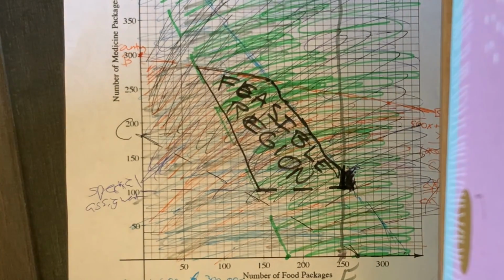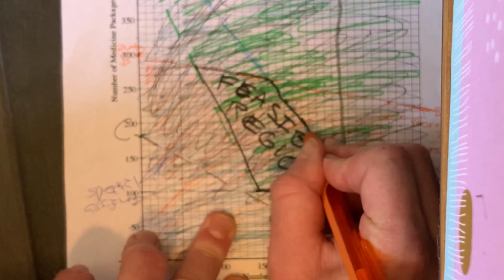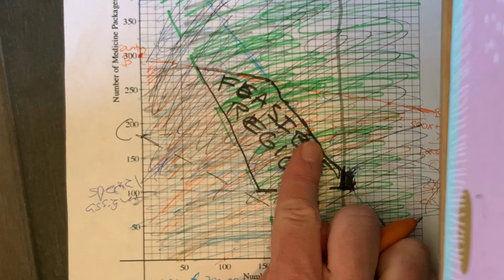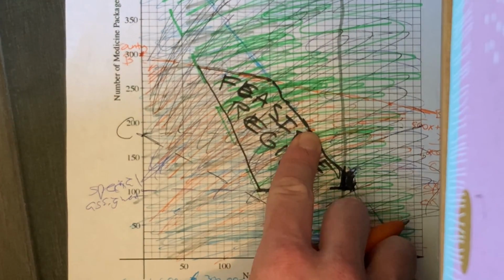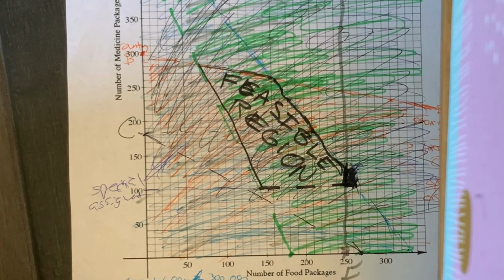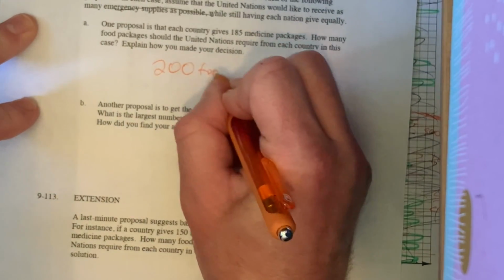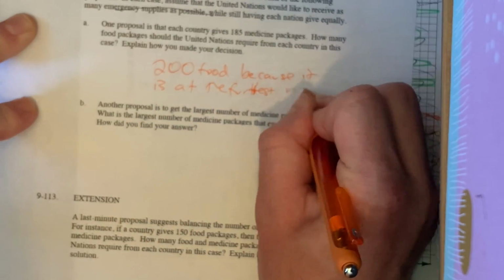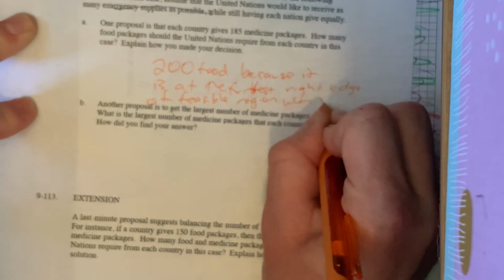So that is located right here on the graph. 185 and 200 is on the border of the feasible region. The border of the feasible region is showing you where it ends. The constraint needs to keep you within the feasible region, so this is as far as you can go. Over here, you've maxed out the amount of food you can give. So this answer here would be 200. And you'd have to say something about that, because it is at the furthest right edge of the feasible region when y equals 185.